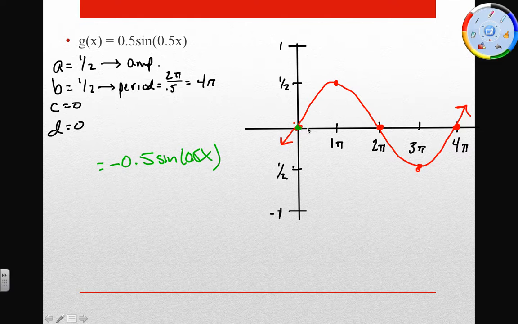So I'm still going to start at 0, 0. I'm still going to finish at 4 pi. I'm still going to be in the middle here. The difference now is instead of going up to half, I have to go down to -half, back to 0, and then up to +half. So this is how that negative changes the graph in general.